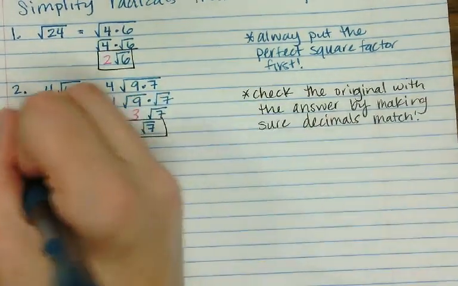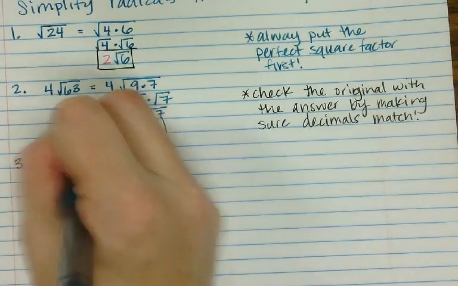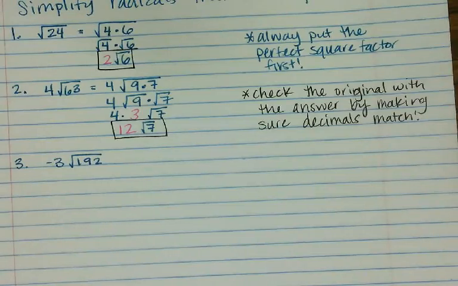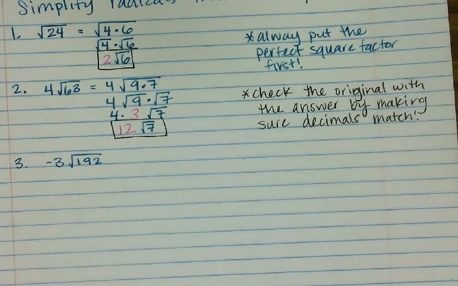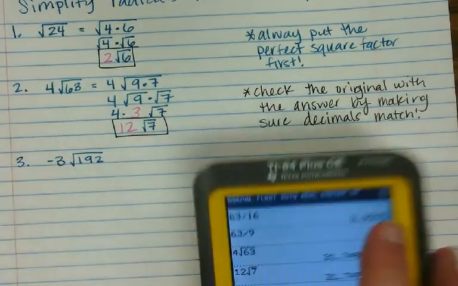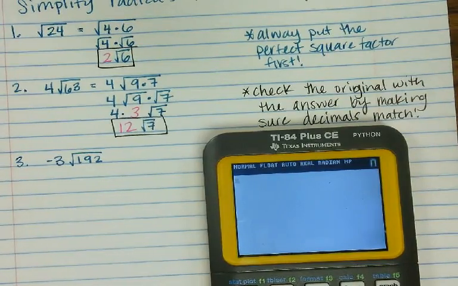All right, so now we're going to do number 3 right here. And guys, this one's going to be a little interesting. We're going to say 3 times the square root of 192. Yikes, that's a really big number, isn't it? What? Negative 3. Sorry. Negative 3 times the square root of 192. Sorry, my 3's a little bit loopy there. All right, guys? So, does 192 have any perfect squares that are factors of it?